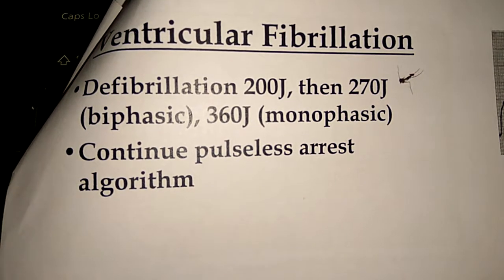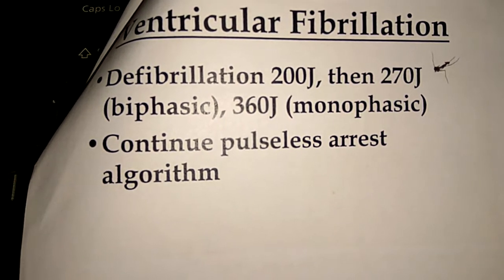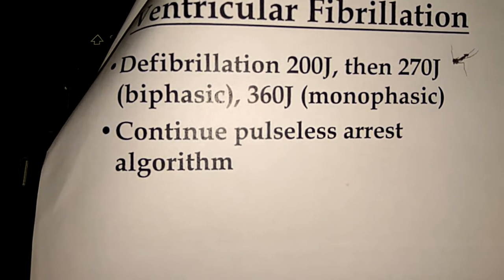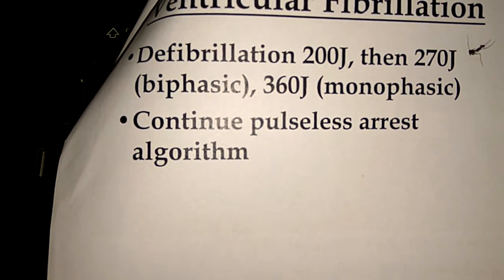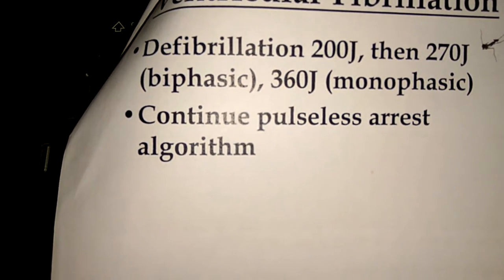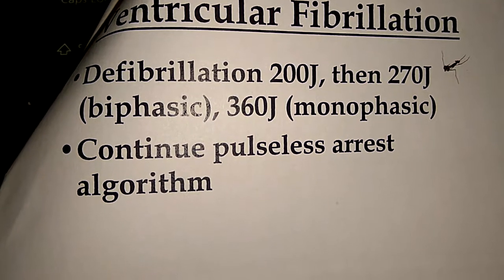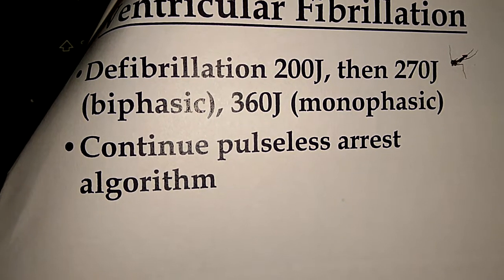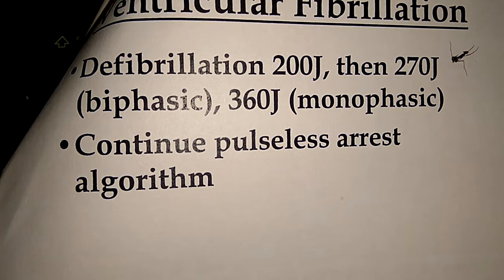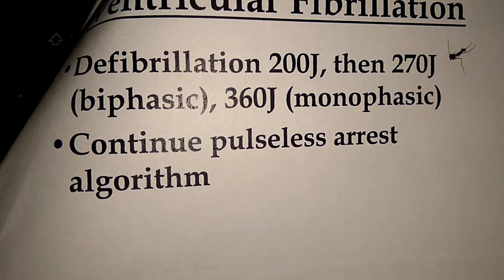For ventricular fibrillation, definitely the patient will be unstable, unconscious, pulseless. Straight away do defibrillation, and don't forget to turn off the synchronization at the defibrillator, because it will delay the electrical impulse. Okay, for defibrillation, initial dose 200 joules, then 270 joules biphasic, then 360 joules monophasic, and continue the pulseless arrest algorithm.